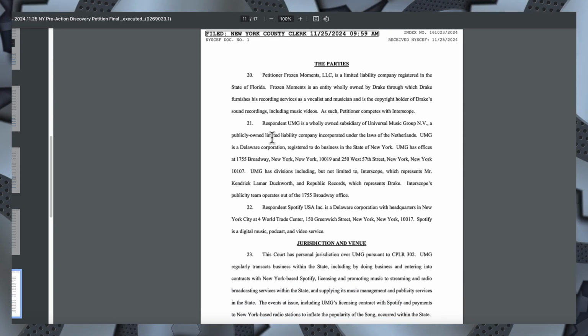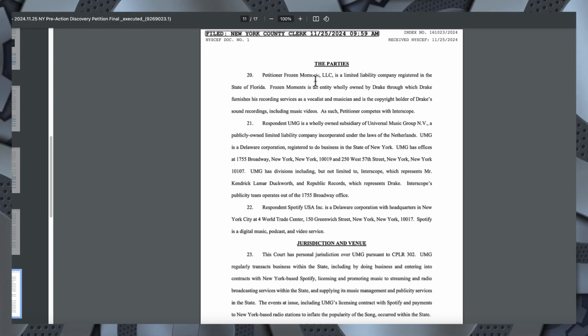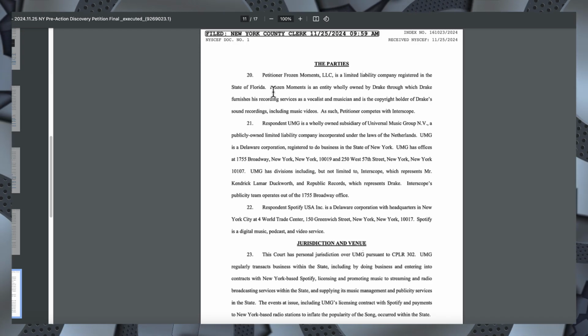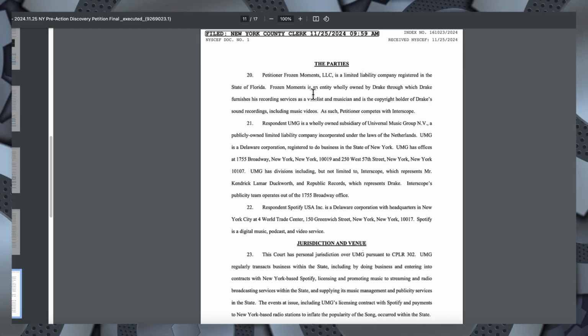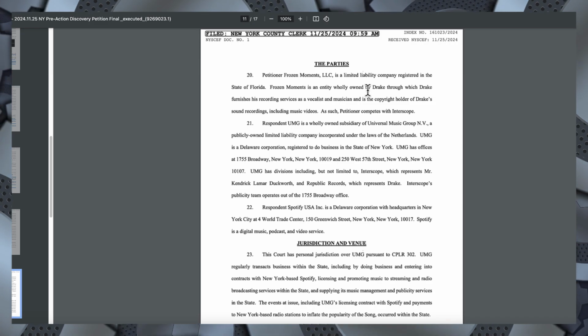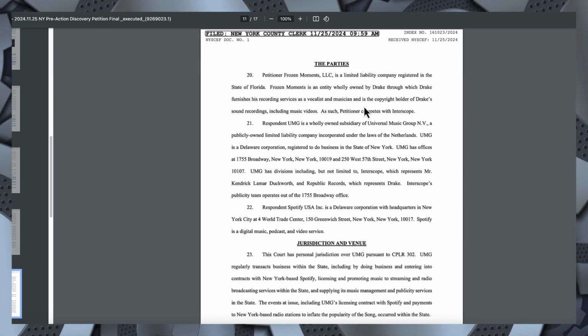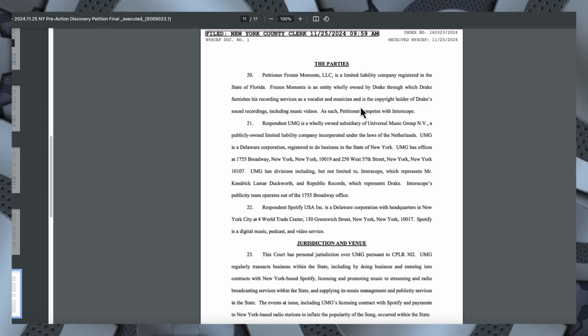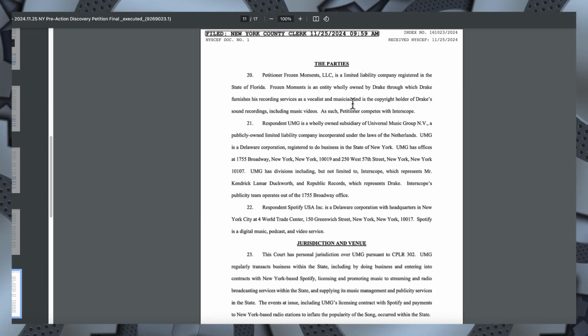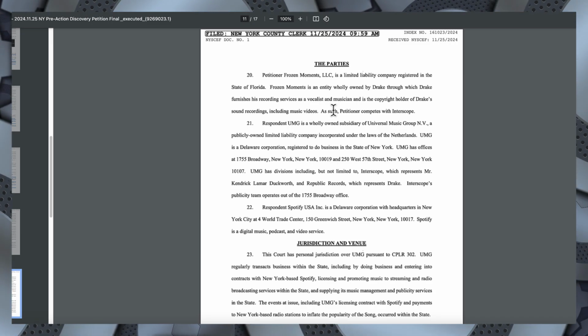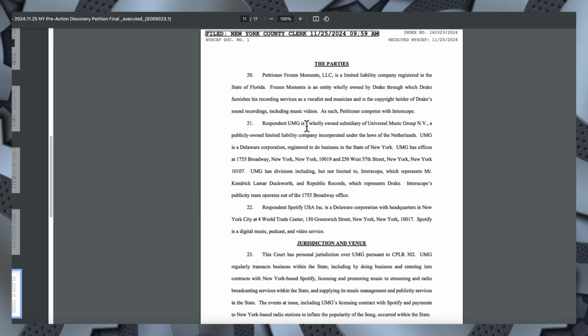The parties. Petitioner Frozen Moments LLC is a limited liability company registered in the state of Florida. Frozen Moments is an entity wholly owned by Drake, through which Drake furnishes his recording services as a vocalist and musician, and is the copyright holder of Drake's sound recordings, including music videos. As such, Petitioner competes with Interscope.